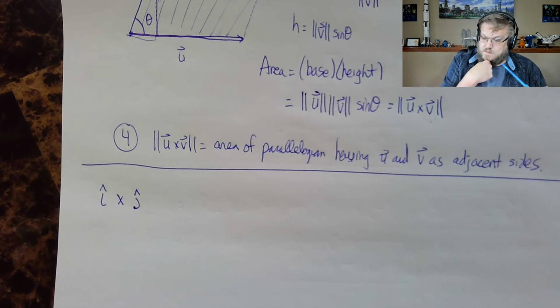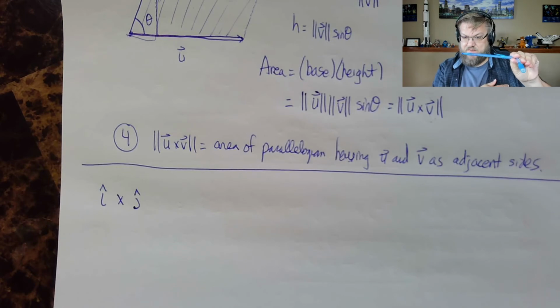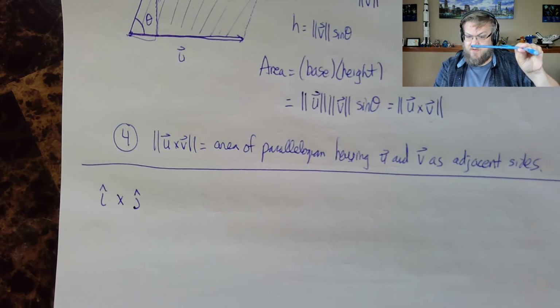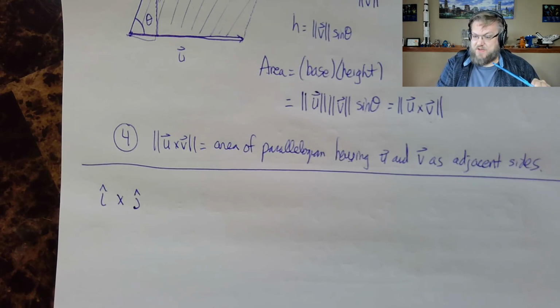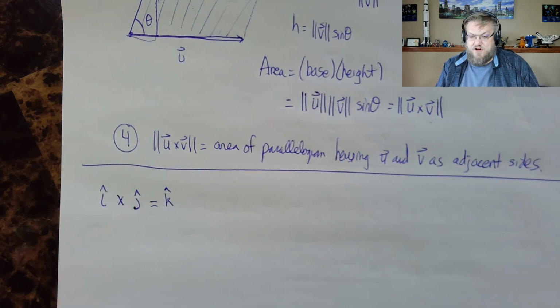Now, its magnitude has to also involve the sine of the angle between these, right? And so the sine of the angle between these, this is 90 degrees, right? And so what is that going to be? The sine of 90 is 1. So the magnitude of the cross of i and j has to also be 1. It ends up that this is exactly equal to k. When you cross i and j, you get k.